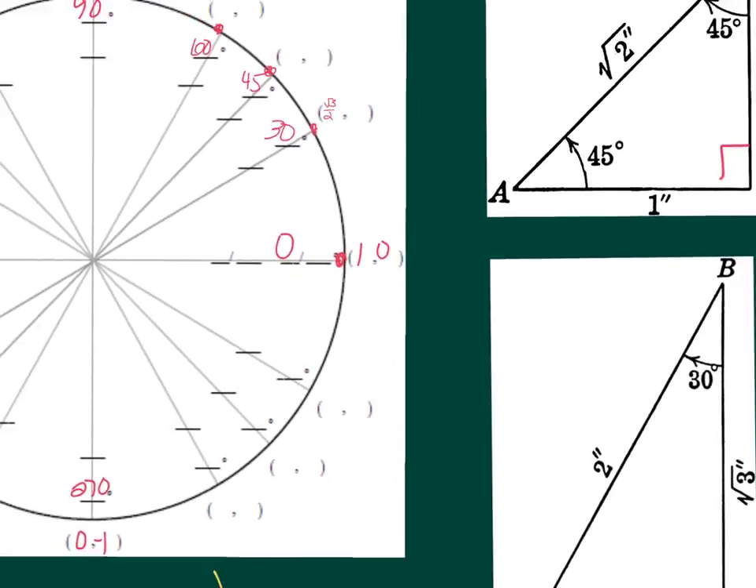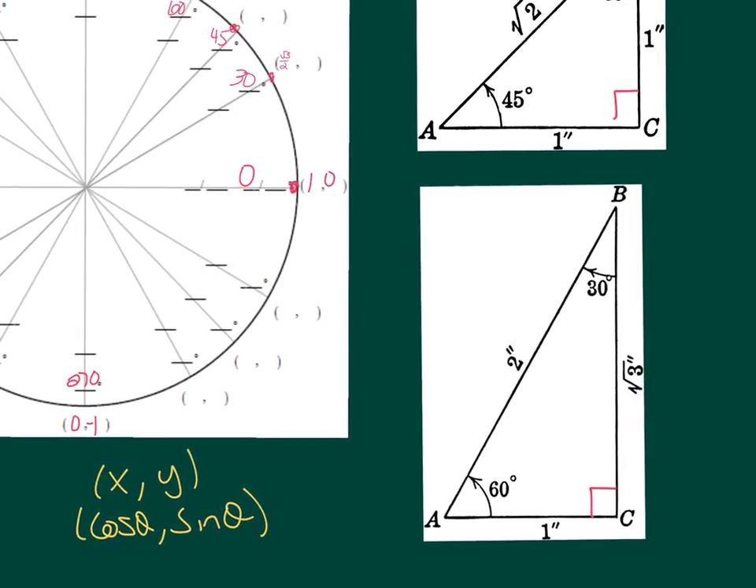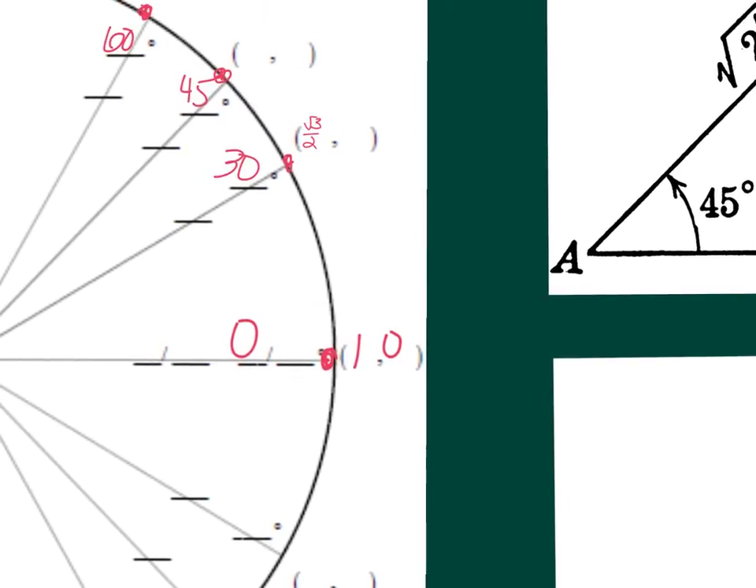To get my y value now, I'm going to go back to that triangle and look at 30 degrees again and do opposite over adjacent. Opposite over hypotenuse, I'm sorry, SOHCAHTOA. So sine would be opposite over hypotenuse. So 1 over 2 is your coordinate point for the y value of sine of 30. So 1 over 2. So that's your coordinate point here.